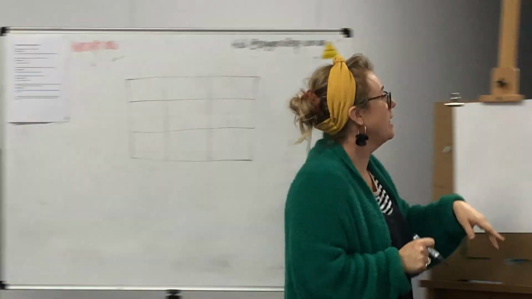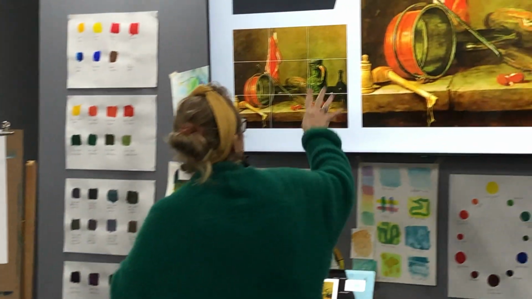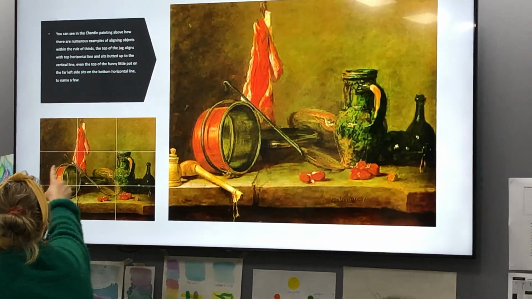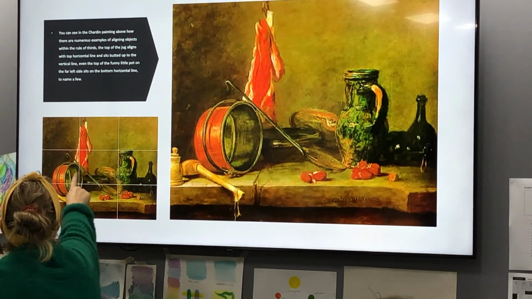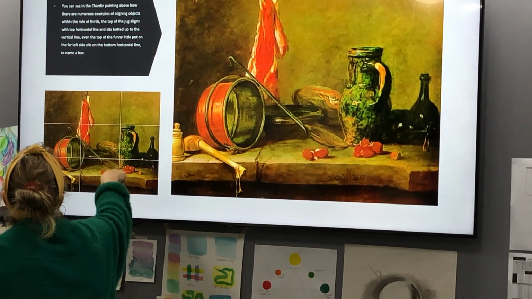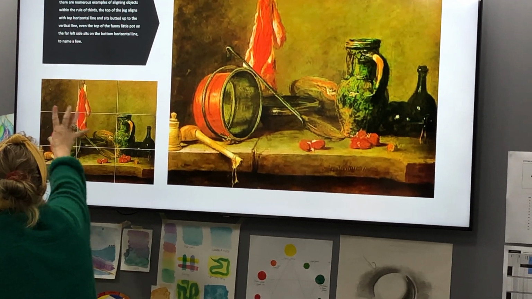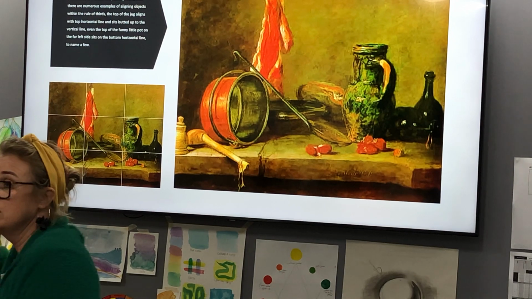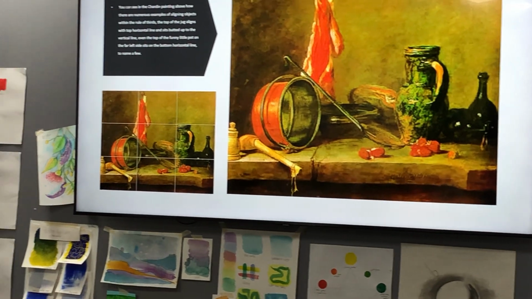So when we look up here, you can see, for example, the main focal objects should be placed on the areas where the lines intersect. So this is a good example of rule of thirds, okay?